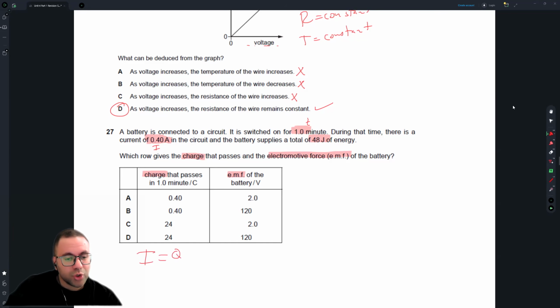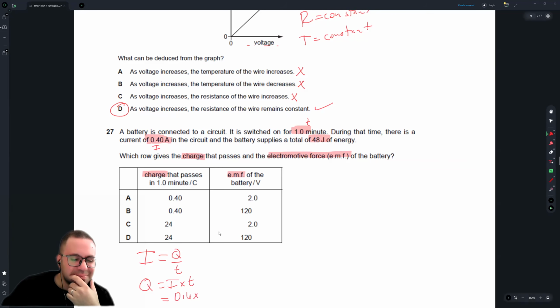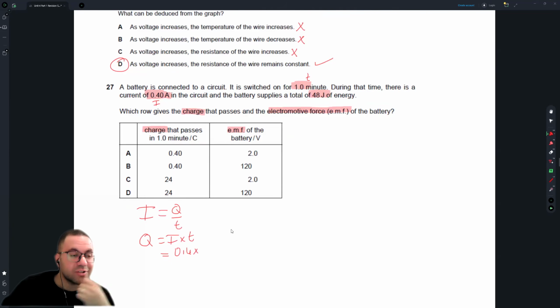Current is charge over time, which means charge is current times time. Current is 0.4 and the time is 1 minute. I can't use minutes, right? Because the term charge or current is ampere, which is charge per second. So it's times 60, not times 1. So 0.4 times 60, this gives me 24 coulombs. So the answer is either C or D. Good. The EMF of the battery.